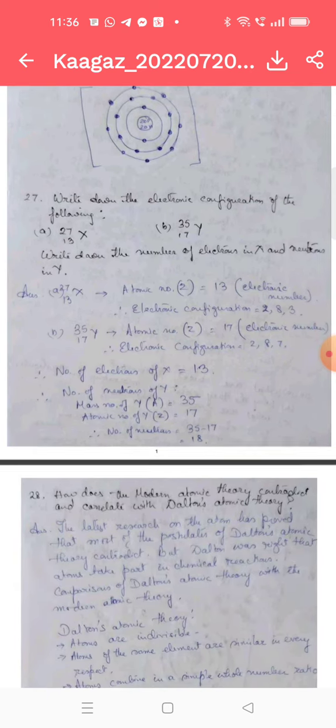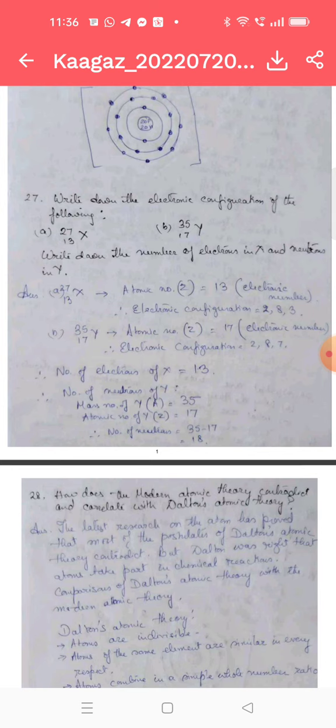Now write down the electronic configuration of the following: X 27 13 and Y 35 17. Write down the number of electrons in X and neutrons in Y. For 27 13 X, atomic number Z will be equal to 13. That is the number of electrons present in the element X. The electronic configuration will be 2, 8 and 3. For 35 17 Y, atomic number Z will be 17, that is the number of electrons, and electronic configuration will be 2, 8 and 7.